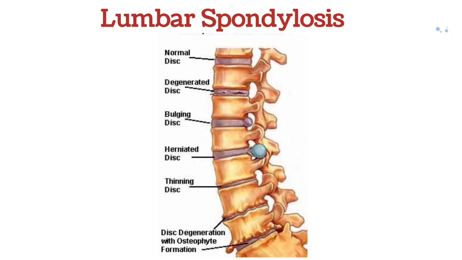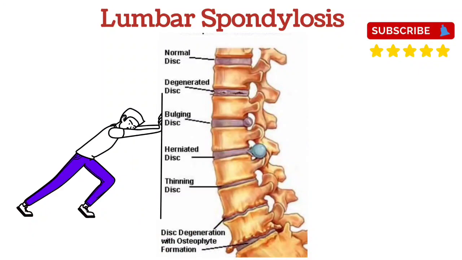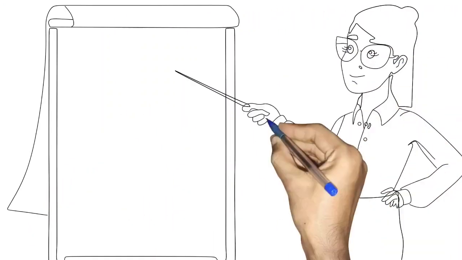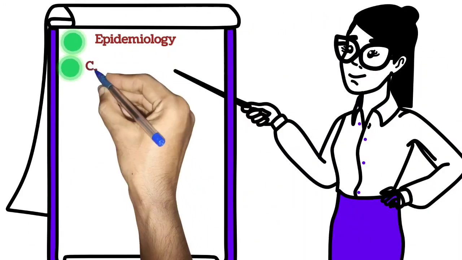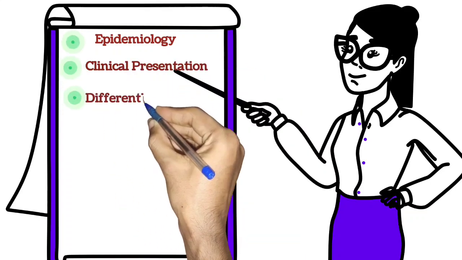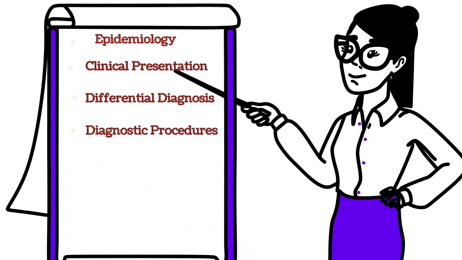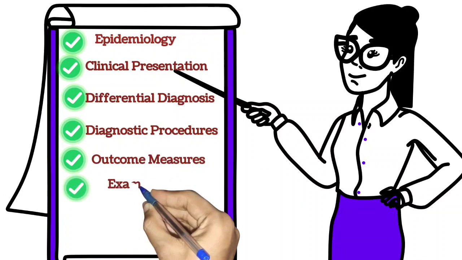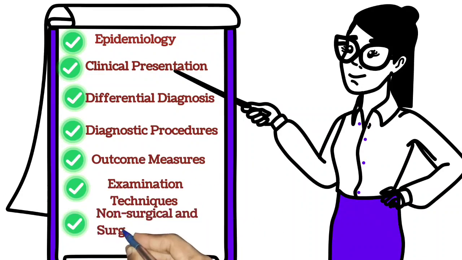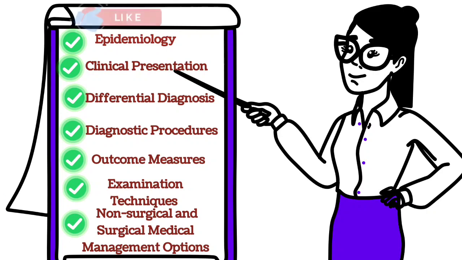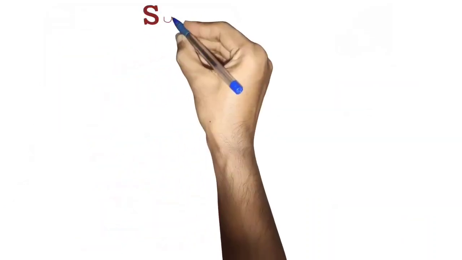Here, we aim to provide you with valuable insights into this common degenerative condition of the spine. Join us as we explore the epidemiology, clinical presentation, differential diagnosis, diagnostic procedures, outcome measures, examination techniques, and both non-surgical and surgical medical management options, including the role of physiotherapy. Stay tuned for expert advice and practical information to help you better understand and manage lumbar spondylosis effectively.